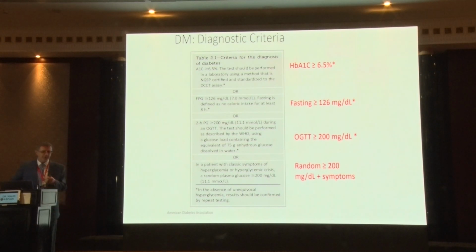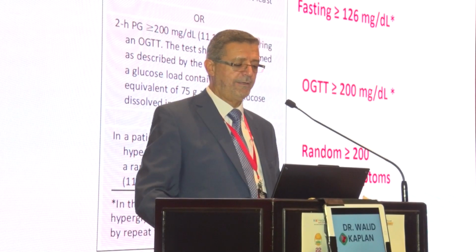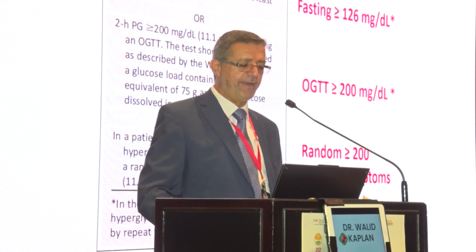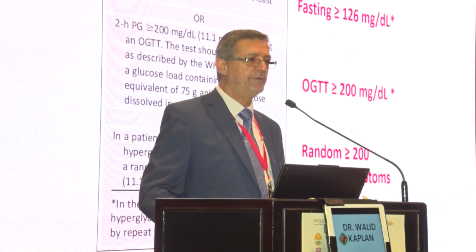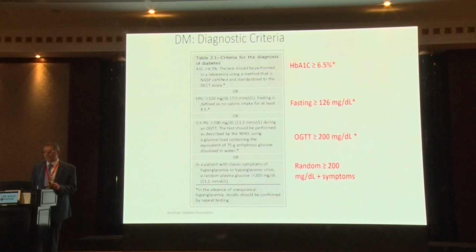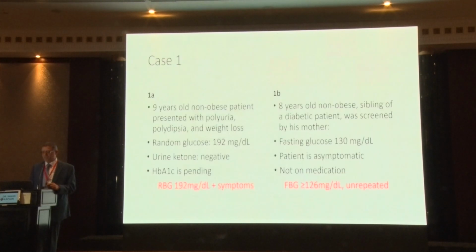However, I want you to see this little asterisk here, and here, and here. So it says, in the absence of unequivocal hyperglycemia, results should be confirmed by repeating the tests. So if you just do a fasting glucose on your patient and you get a reading of 126, you cannot make a lifelong diagnosis by doing the test one time.